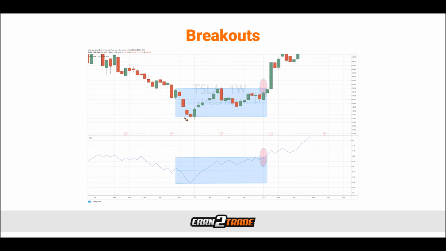Like in this image here, we can see that we found support during price's drop off, and at the same time we found an area of support on the OBV indicator. We also found resistance towards the top of this box, and so did the OBV indicator. There was an area where the OBV was having a hard time passing, and there was an area where price itself was having a hard time passing.